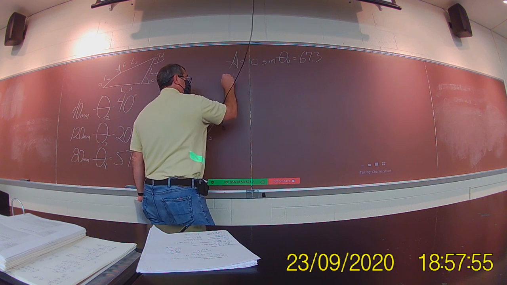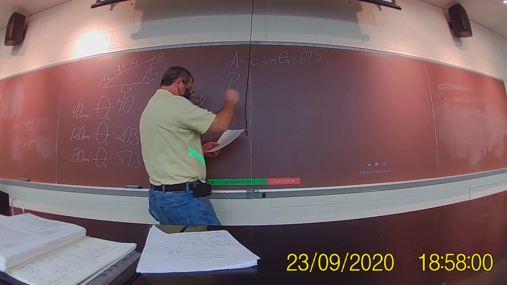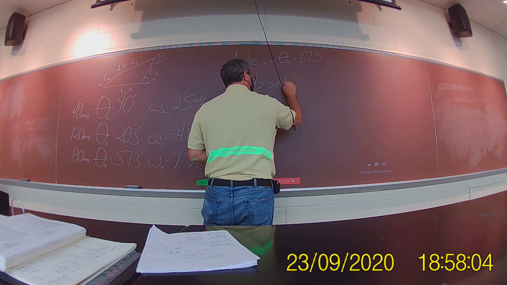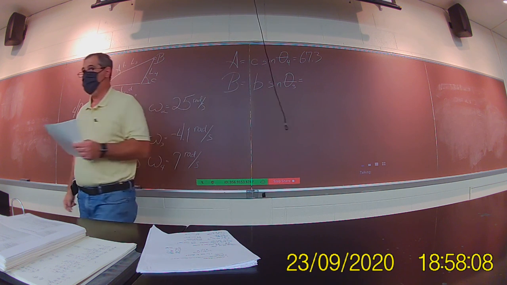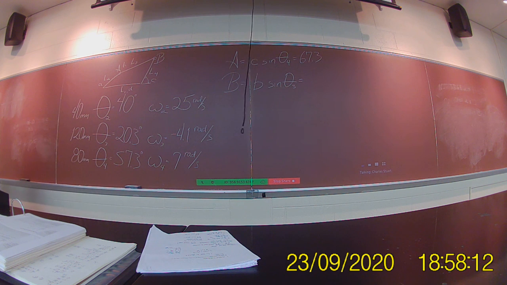Next factor, also simple. B is equal to B multiplied by the sine of theta sub 3.